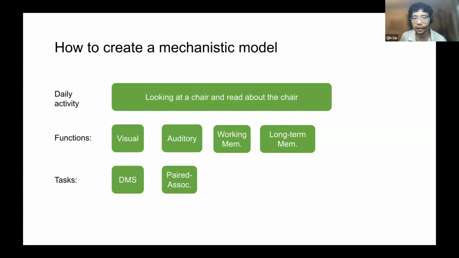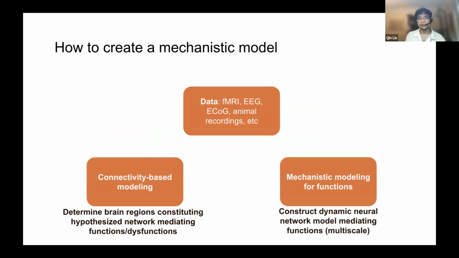And then we need to define the exact boundary, what we want to study about these functions. Like for example, here we want to study about memory. If our interest is about short-term working memory, then we can use delay matched sample test. If our interest is about long-term associative memory, then we can utilize paired associative test. Once we have the specific research question, we need to design the pipeline of this study.